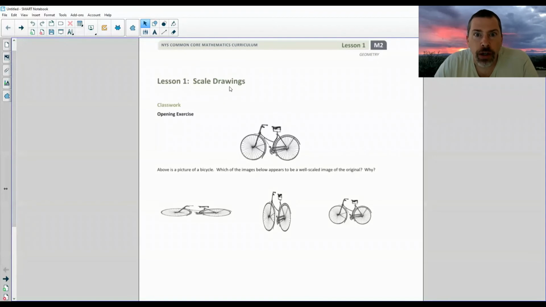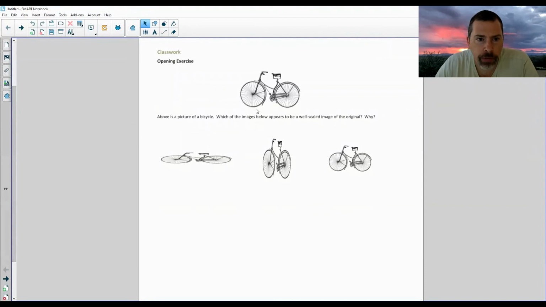Lesson 1, scale drawings. Classwork opening exercise. Here's a bicycle. Above is a picture of a bicycle. Which of the images below appears to be a well-scaled image of the original, and why?